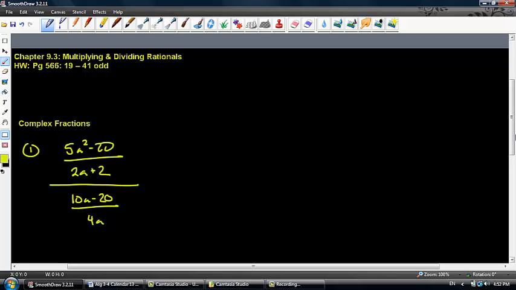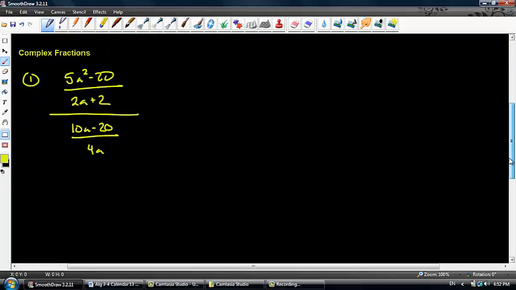Complex fractions is the last part of this lesson, and with a complex fraction, it looks really complex. It's just like this four-stacked tower, and there's really no way to figure this out. But if you look at it, what we're saying is we're looking at the top fraction divided by, right, because that's what a fraction is, it's just division, divided by the bottom fraction.